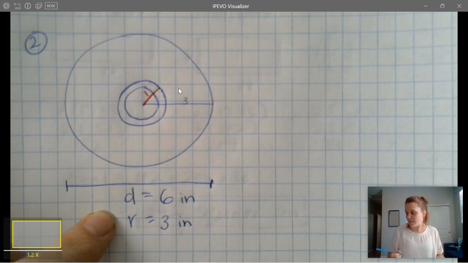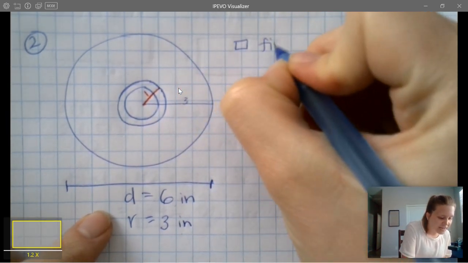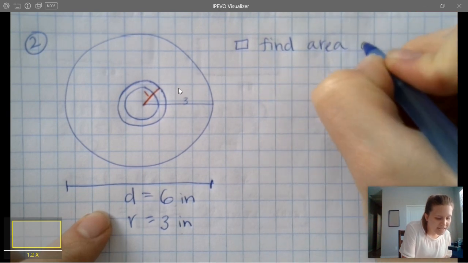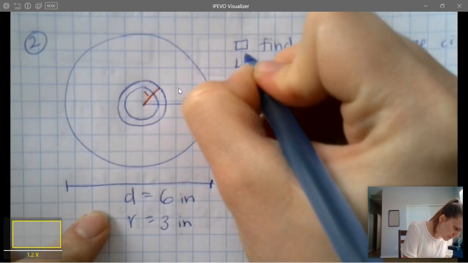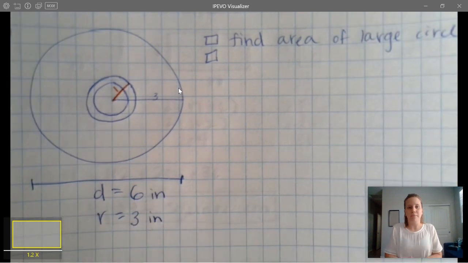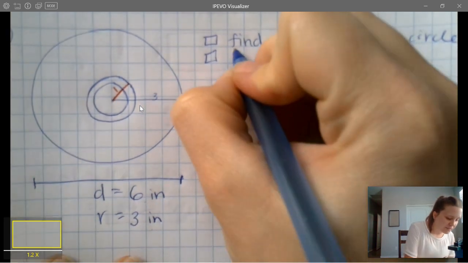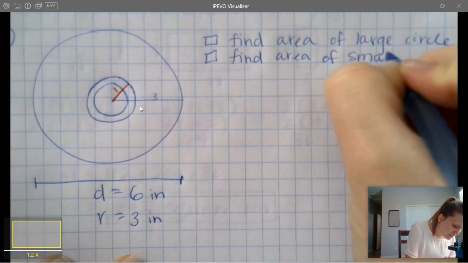All right, we're going to jot down a couple of steps in the question because there's a lot going on here. So the first thing that I want us to do is we're going to find area. Your paper looks like mine. Find area of large circle. The second thing we're going to do is find the area of this circle. I'm going to write small circle. It's not the smallest circle, it's a little bit bigger than that, but that's okay. Find area of small circle.